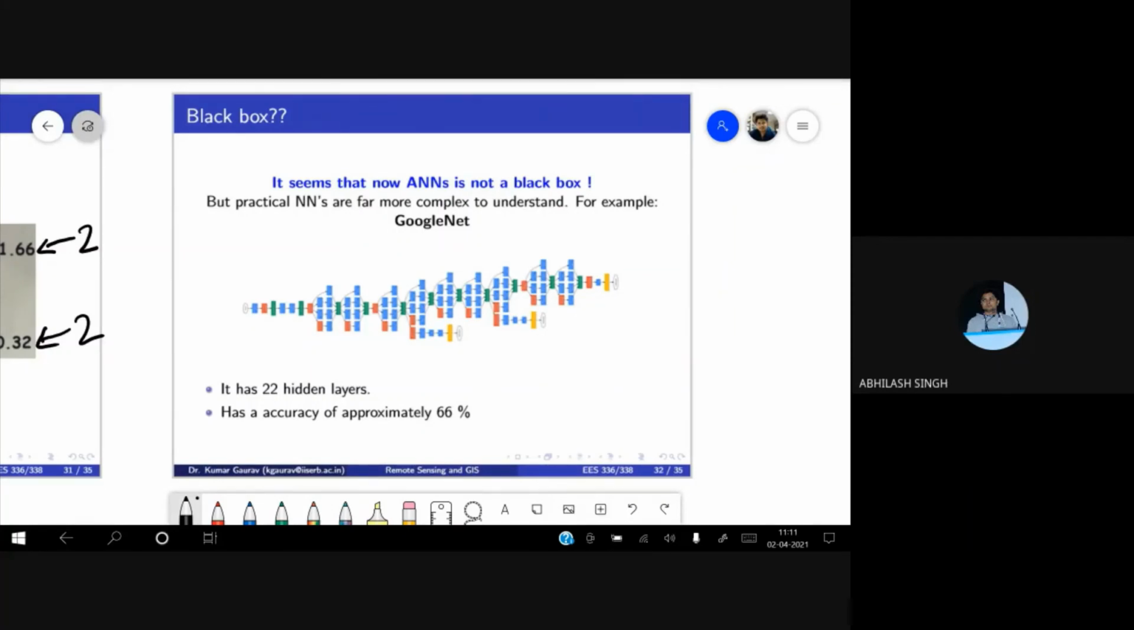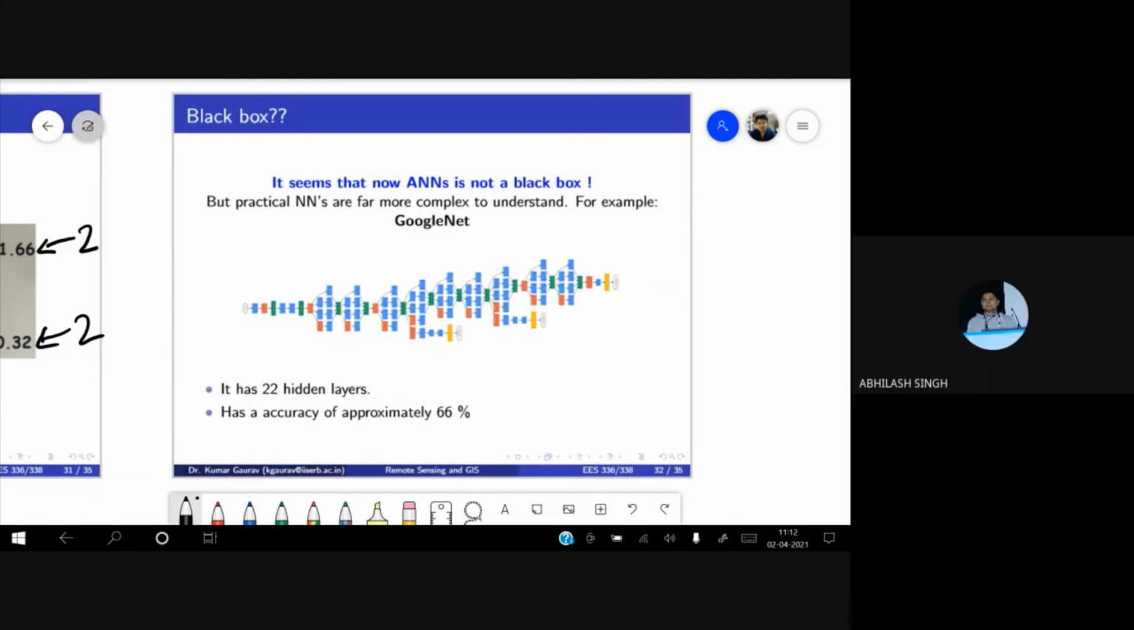So it seems that now ANN is not a black box, but what I would like to add is that we have selected the simplest case of an ANN, where we have only one hidden layer, and we don't use any activation function. In real life, the networks that we design, or the existing pre-trained networks available in the open market, are far more complex than what we are learning here. So it is a black box, because as the number of layers and activation functions and different things increase, the complexity increases.